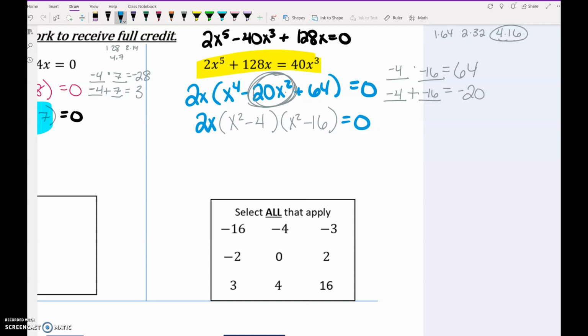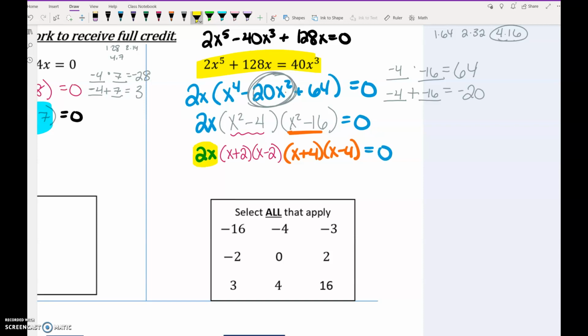You could do 2x equals 0 and solve, x squared minus 4 equals 0 and solve, x squared minus 16 equals 0 and solve. But some of you are going to realize that this is difference of two squares. It factors into x plus 2, x minus 2. And this one is difference of two squares. It factors into x plus 4, x minus 4. And we have this 2x in front.